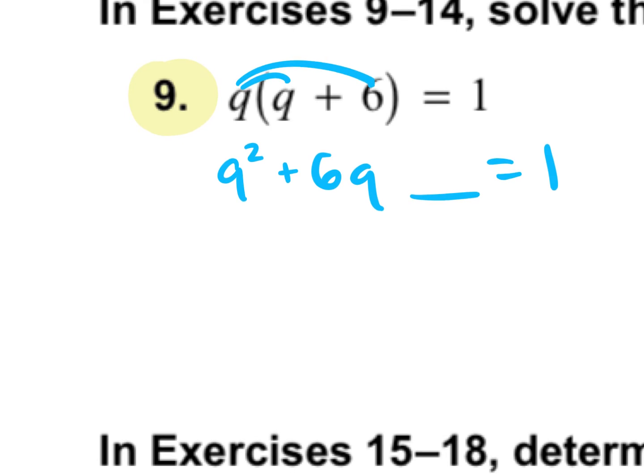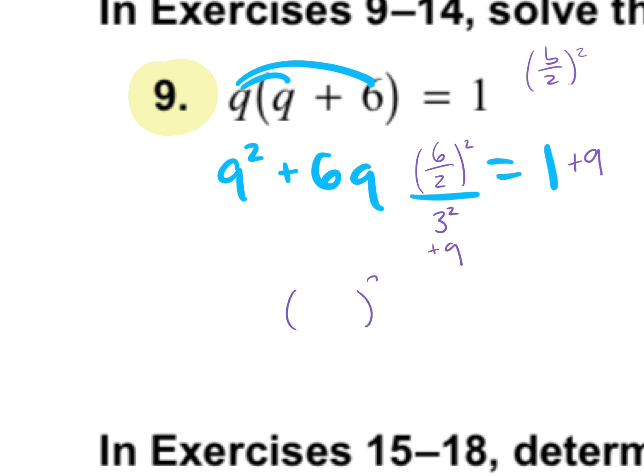Yes, b divided by 2. And what's my b here? 6. So 6 over 2 squared. 6 over 2 is what? So 3 squared is 9. What should I do next? Add 9 to the other side also, because whatever we add in that space there, we also have to add it to the other side.